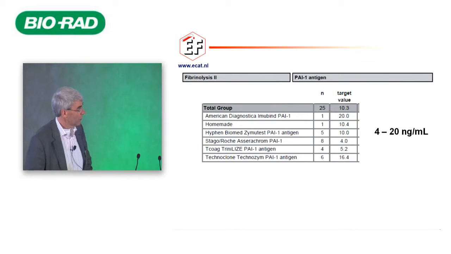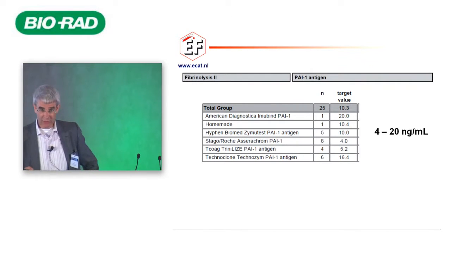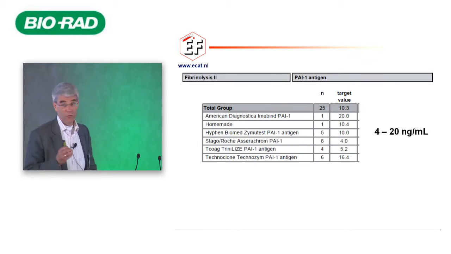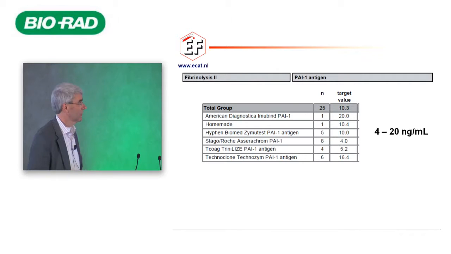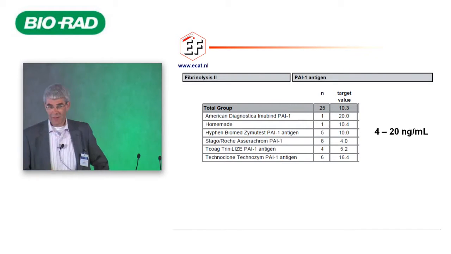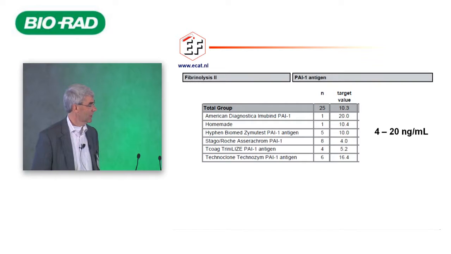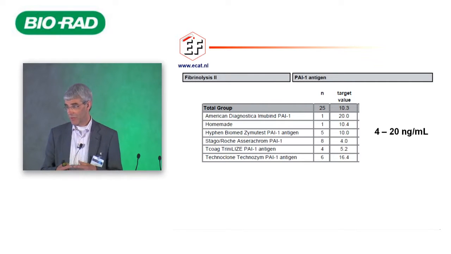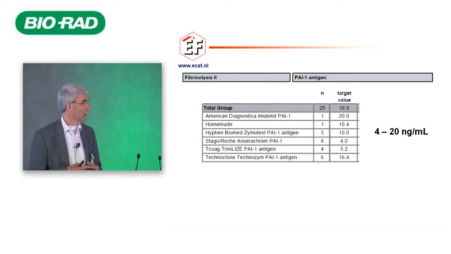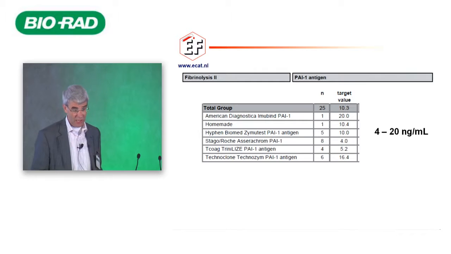Then another issue. You have to realize that this is a small program, but I would like to show this as an example. PAI-1 antigen, so this is an immunological test for an inhibitor of the fibrinolysis process, the process that dissolves fibrin clots in the blood. What you see here for the consensus values is that they differ about 5 times. So here there are really a lot of differences between the methods that are used in the laboratory. And we know from special projects we ran in the past, when you have more participants in this kind of project, you see the differences between the methods. So here there is really a lack of standardization.